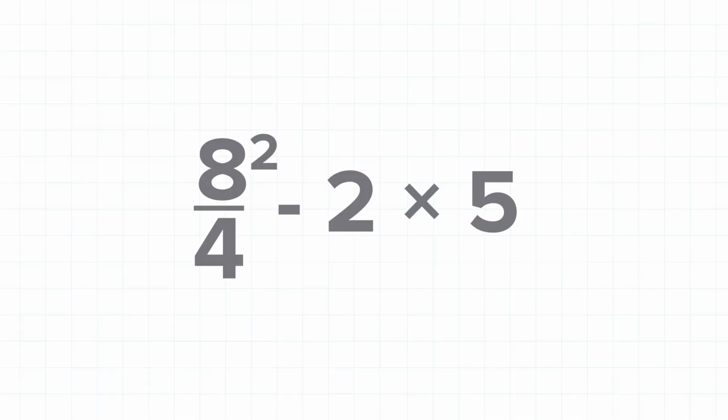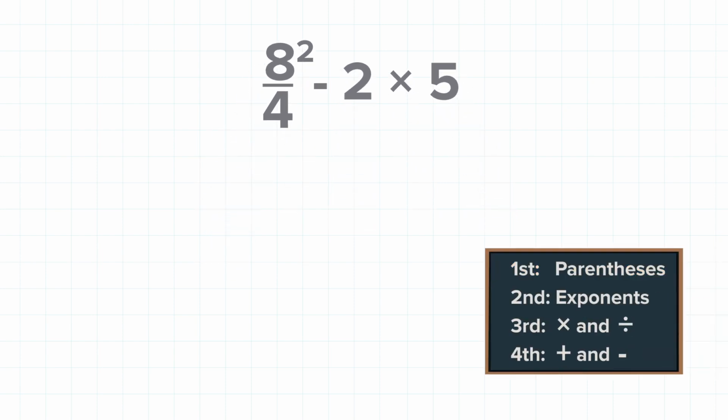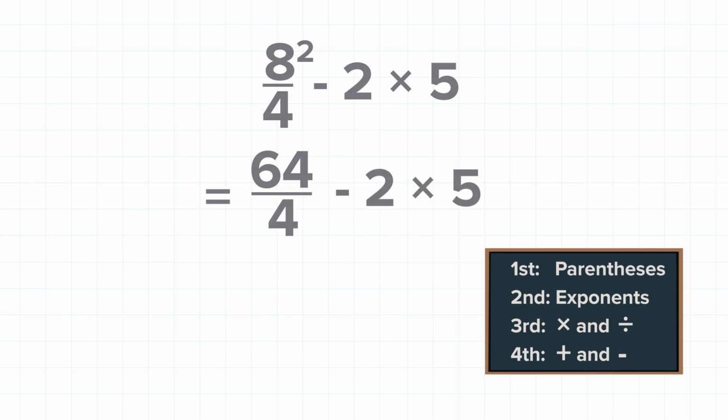Let's take a look at an example. Simplify 8 squared divided by 4 minus 2 times 5. Now, there are no parentheses in this problem, so we begin by squaring the 8. 8 squared is 64. So the expression becomes 64 divided by 4 minus 2 times 5.